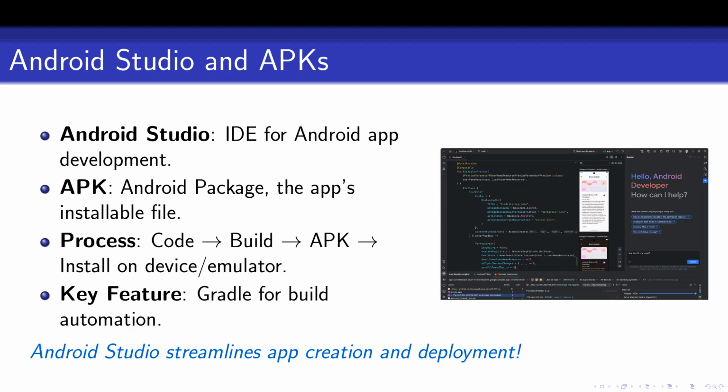Android Studio is the heart of Android app development, producing APKs, the installable files for your app. The process is straightforward. Write your code, build it into an APK, and install it on a device or emulator. Gradle automates the build process, streamlining everything. Android Studio makes creating and deploying apps efficient and developer-friendly.